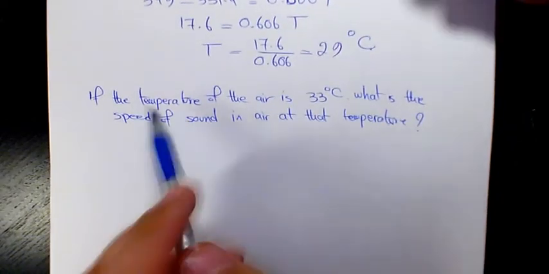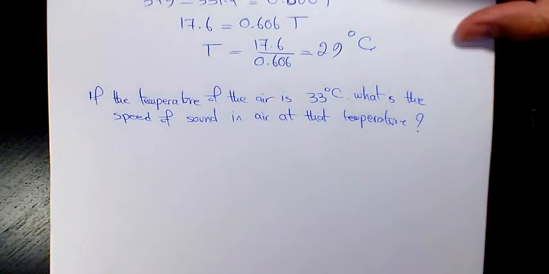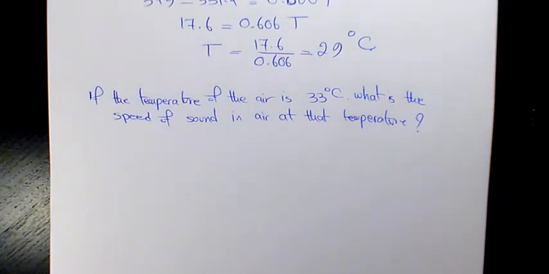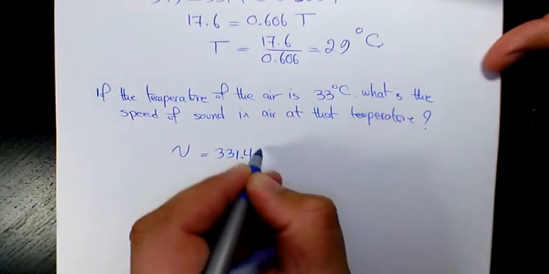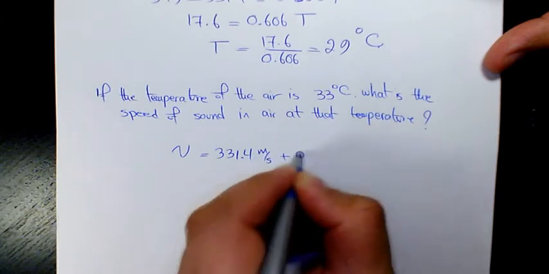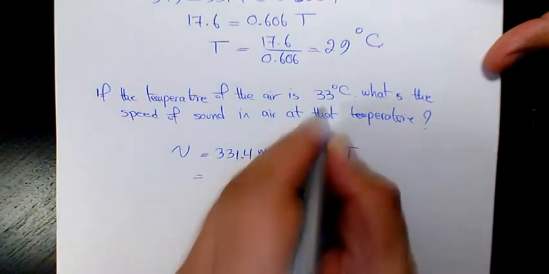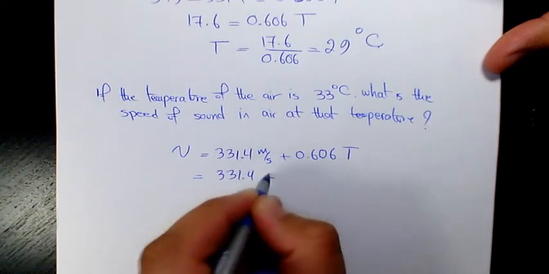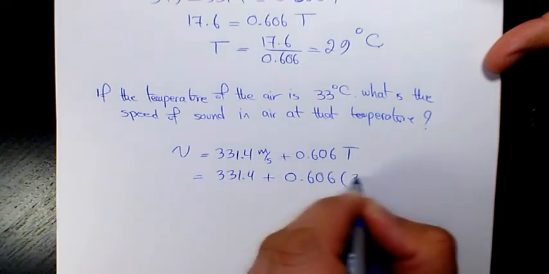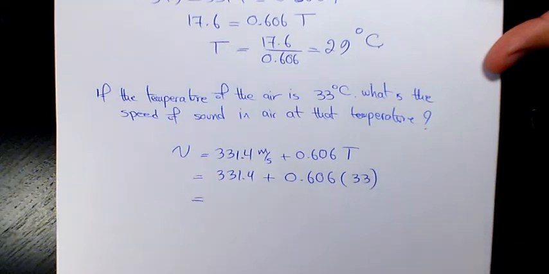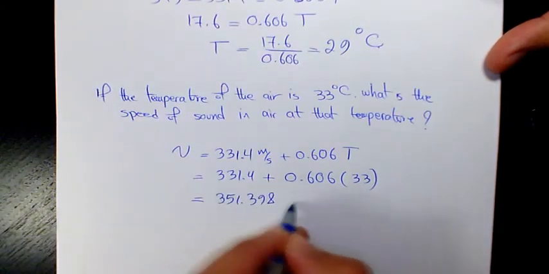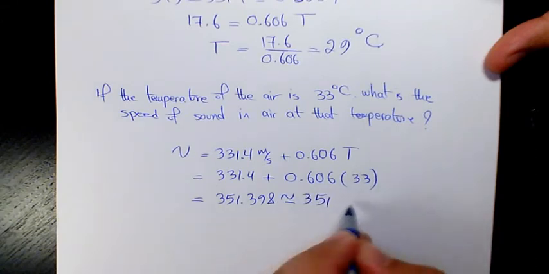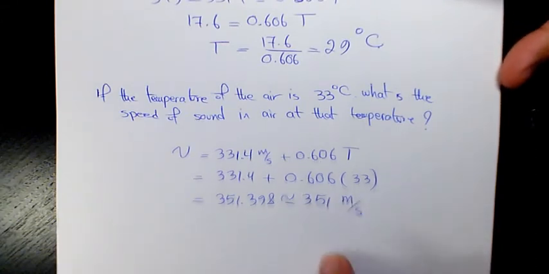Next example, it says if the temperature of air is 33 degrees Celsius, what is the speed of sound in air at that temperature? So again, I'm just going to use the first formula for now. V equals 331.4 meters per second plus 0.606 T. Temperature is 33. We don't need to convert it to Kelvin or Fahrenheit or something like that. We need to keep it as Celsius. So 331.4 plus 0.606 times 33. That's going to be 351.398, which is going to be almost 351 meters per second.